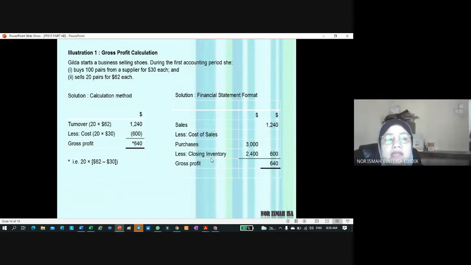And then the remaining of the shoes: the bought is 100, being sold is 20, means 80. So the remaining of the goods is 80. So 80 you multiply with the 30, so you get the closing inventory is 2,400. So as a result, you will get cost of sale is 600. And the gross profit is similar, whether you do the calculation or the statement, it is the same answer.